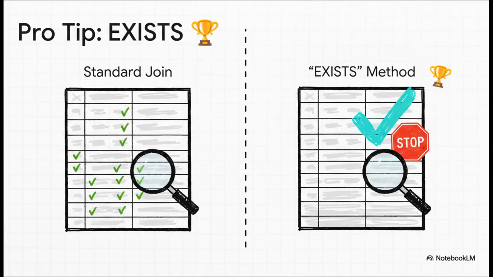And here's one final pro tip for you. And this can often prevent those row explosions from ever happening. Sometimes, you don't actually need to bring back data from the other table. You just need to ask a simple yes or no question, like, does a match for this student even exist in the other table? For that question, using exists is way more efficient. It stops searching as soon as it finds one match, which makes your query faster and a whole lot safer.